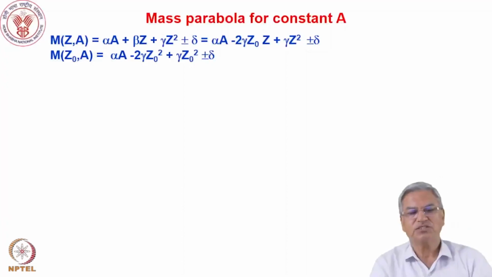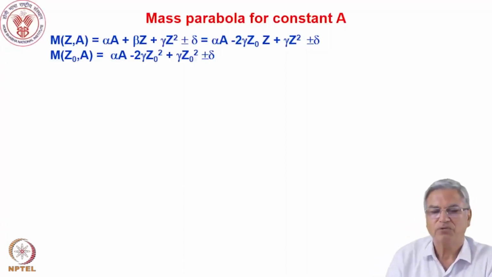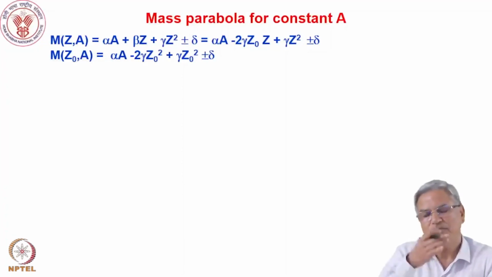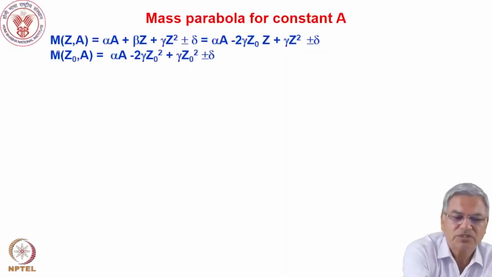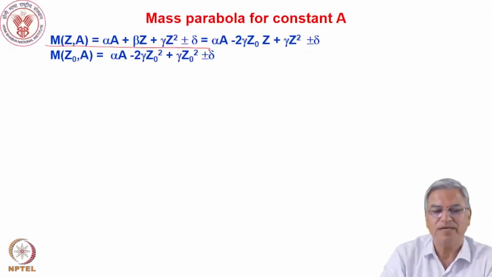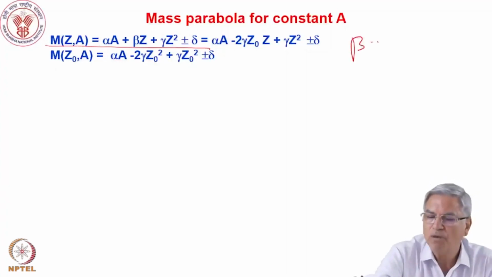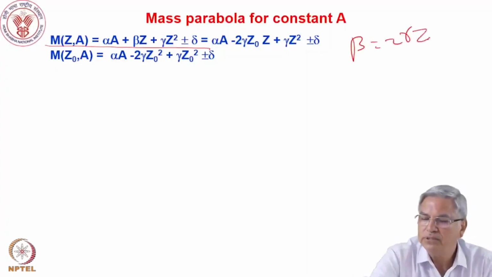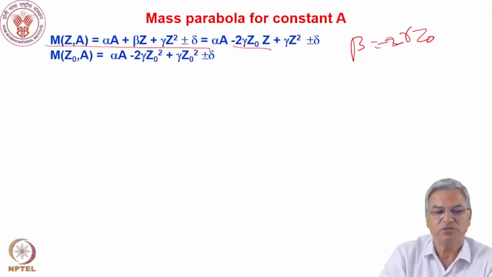So now let us discuss the isobaric chains for a particular mass number wherein the beta plus and beta minus decay is going to take place. We just discussed that the mass can be written in terms of alpha A plus beta Z plus gamma Z square plus minus delta, and the beta can be replaced by minus 2 gamma Z0. So I have put here minus 2 gamma Z0 into Z plus gamma Z square.